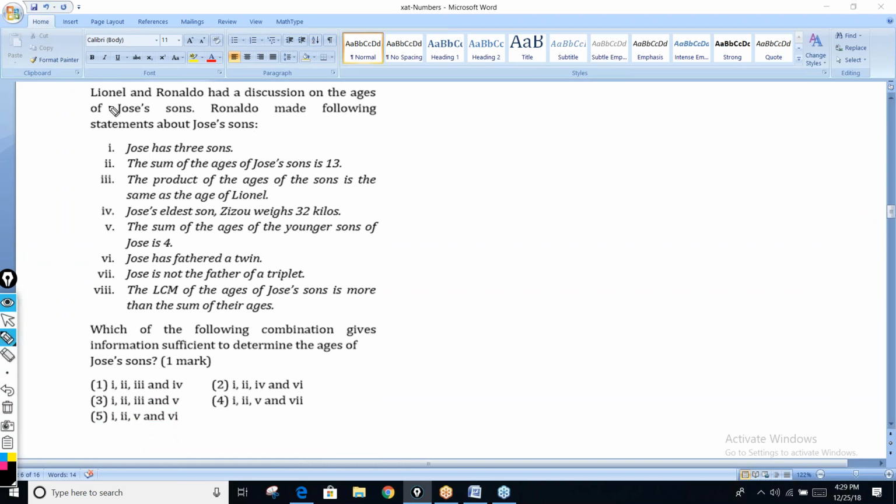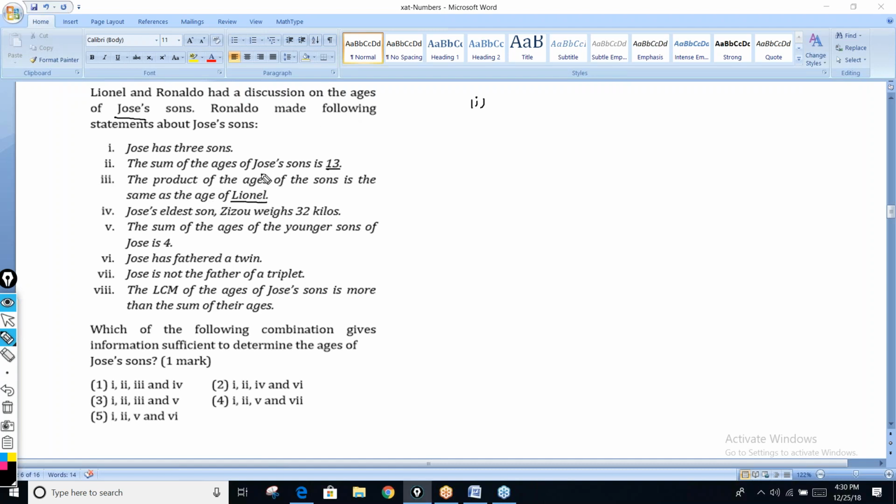Now that is Z 2012. Lionel and Ronaldo had a discussion on the ages of Joe's sons. Ronaldo made the following statements about Joe's sons. Joe has three sons. That is the first statement. The sum of the ages of Joe's sons is 13. The product of the ages of the sons is the same as that of Lionel.